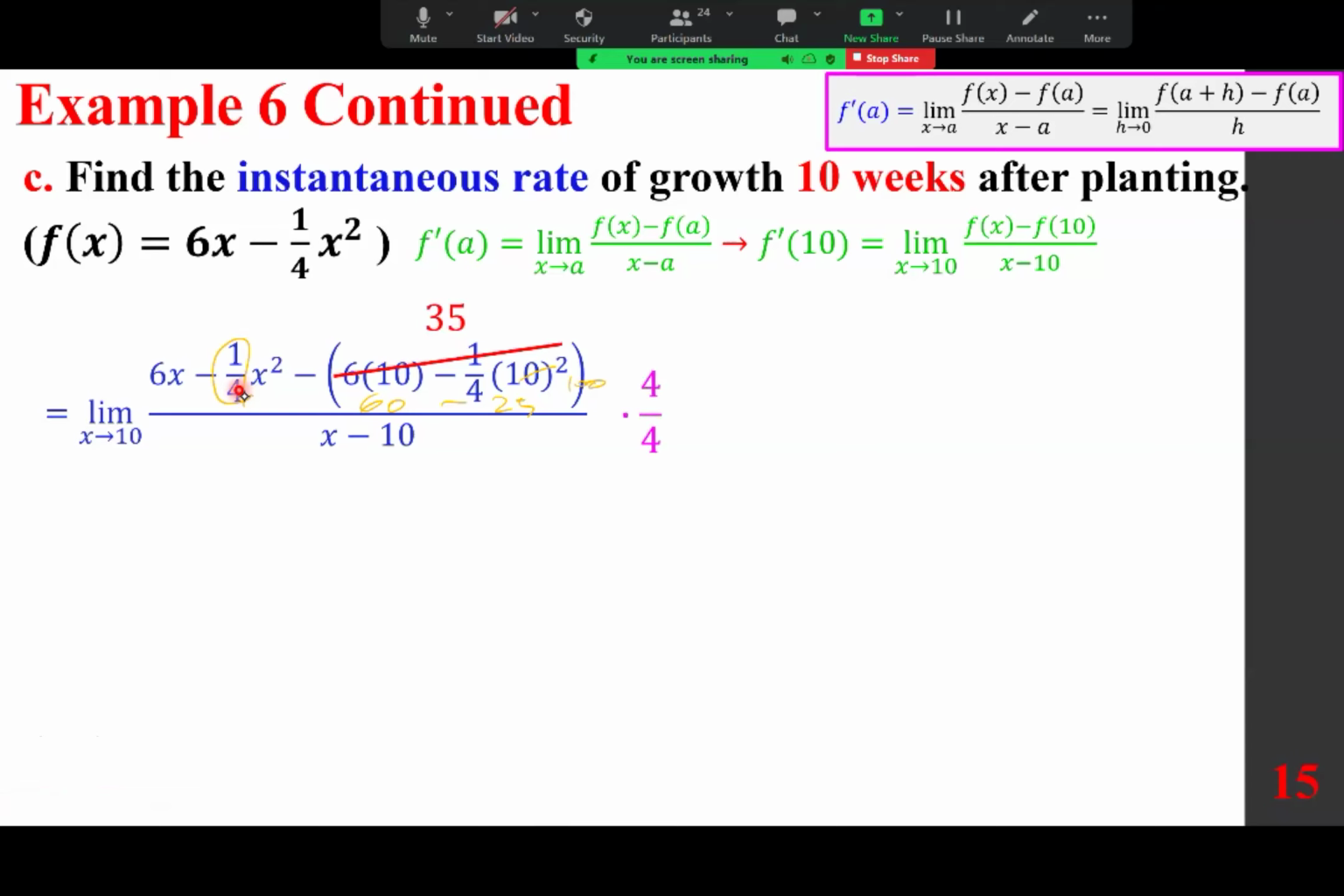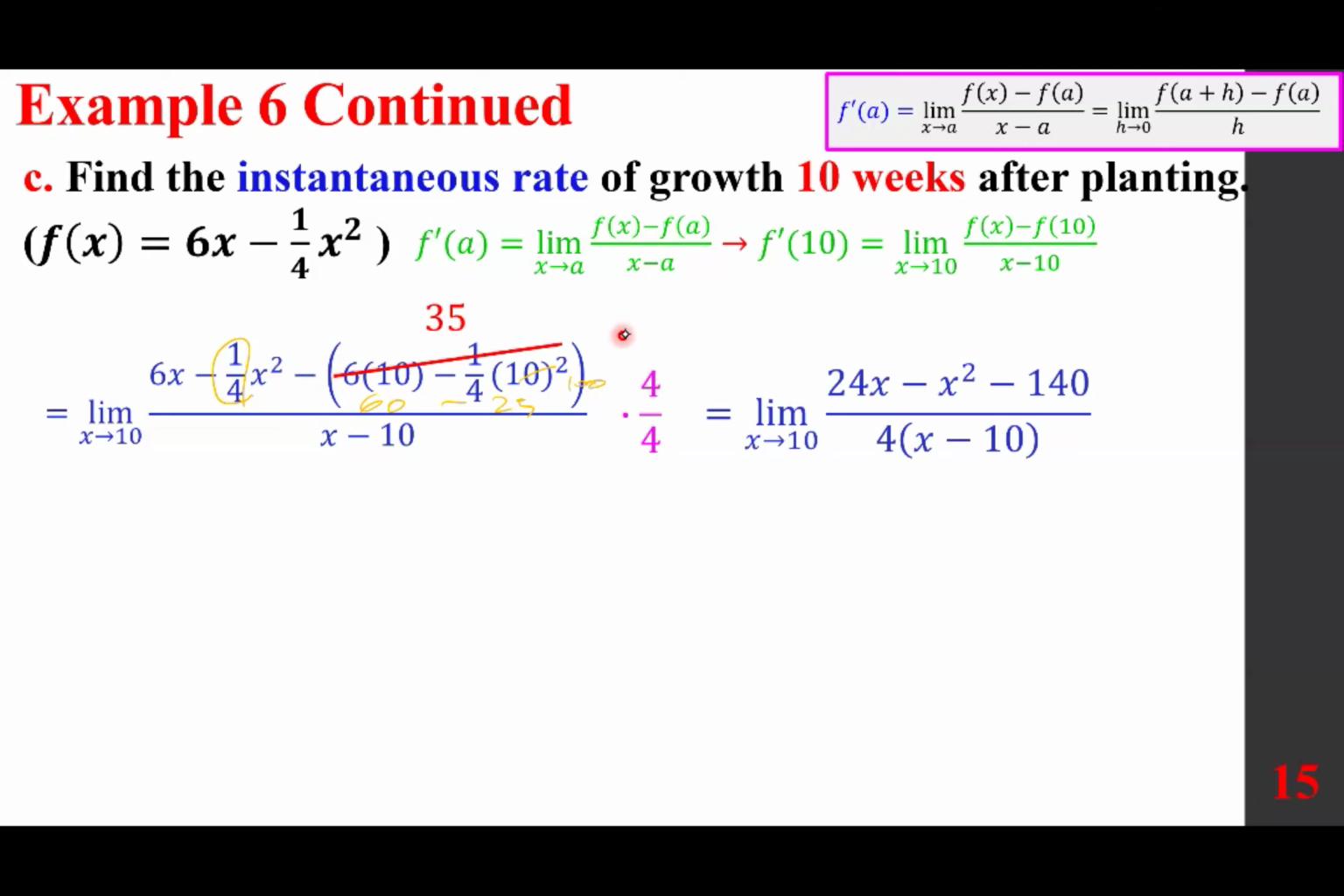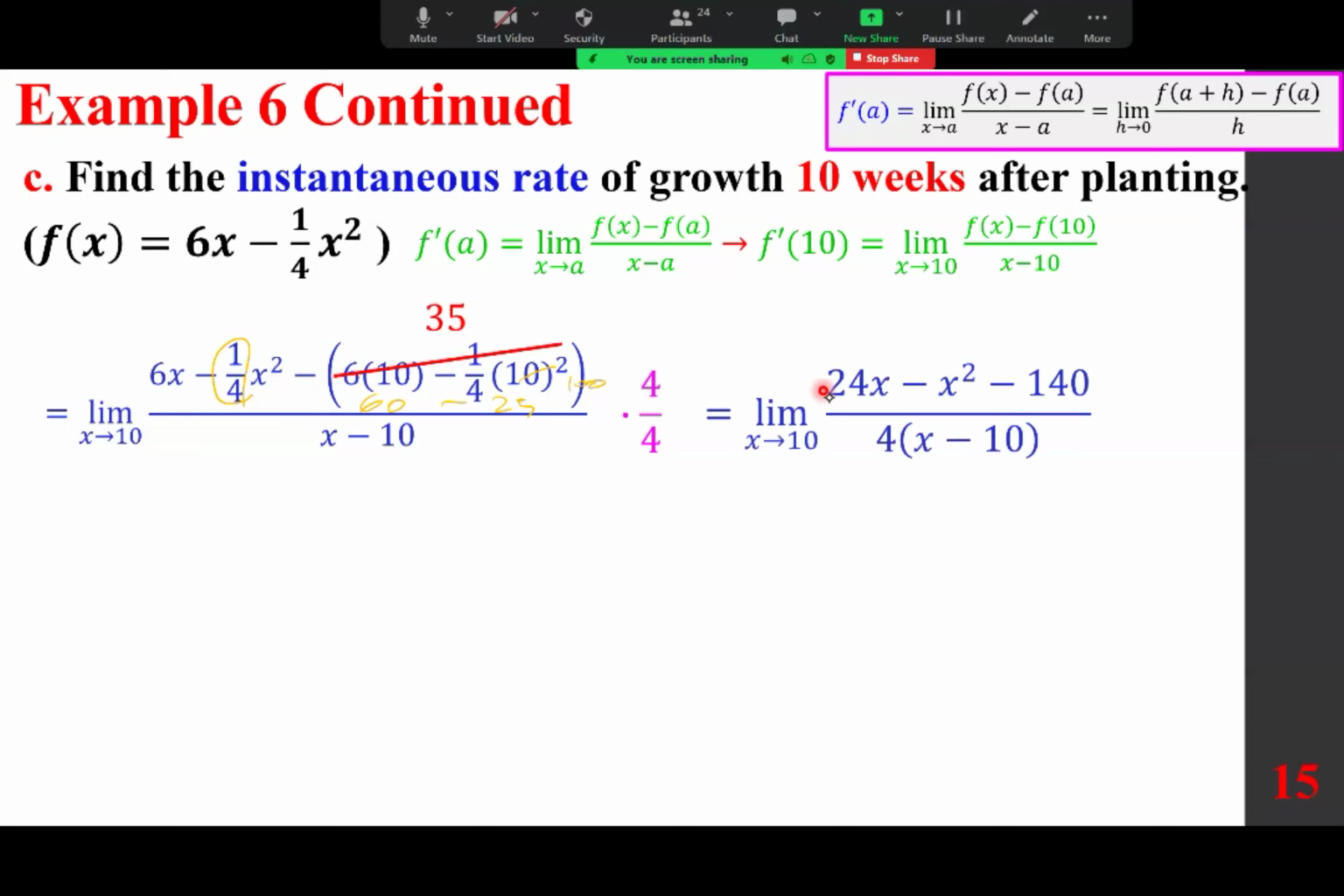So first and foremost, the denominator doesn't change, 4 times x minus 10. But what happens here, you get 24x. This one and this one cancel each other. Minus x squared minus 35 times 4. That means minus 140. So that is important to understand. It's pretty straightforward. Now, to simplify this, I'm going to put the numerator in descending order. And when I do that, this comes first.